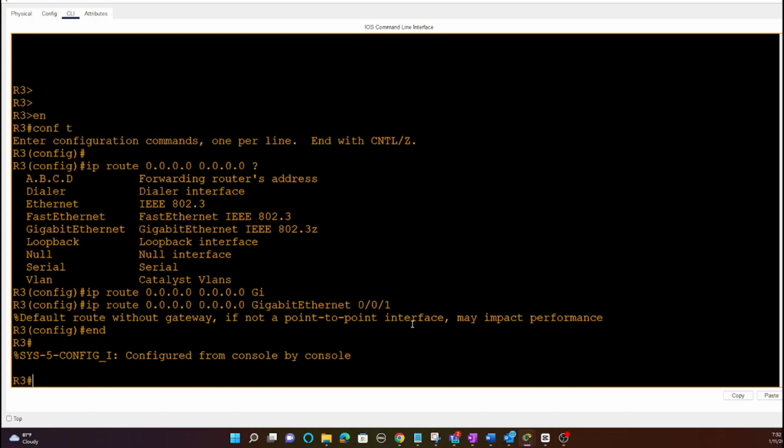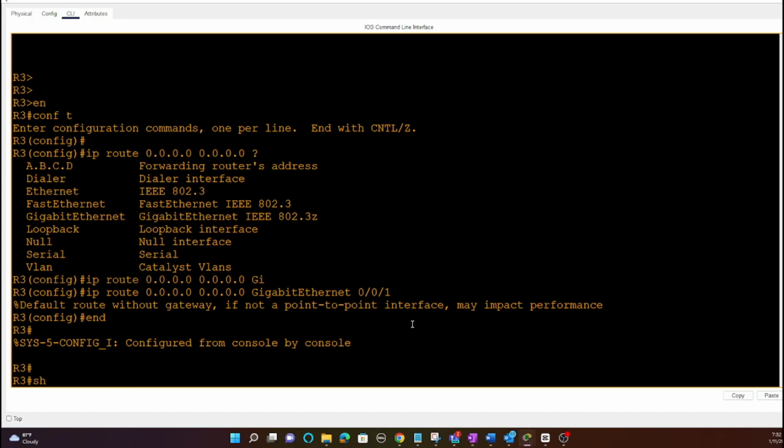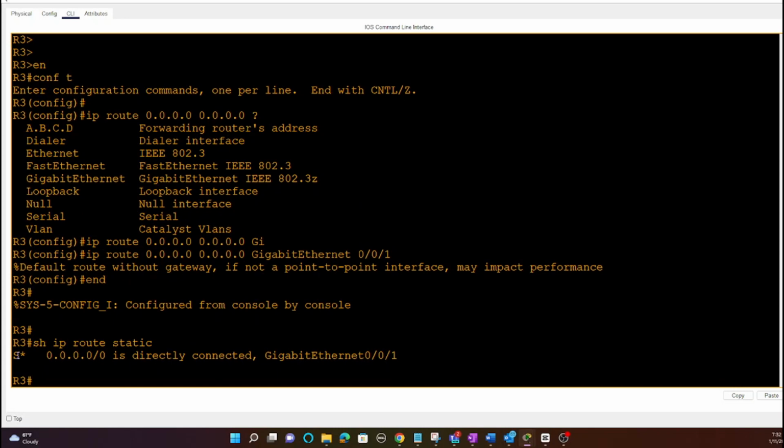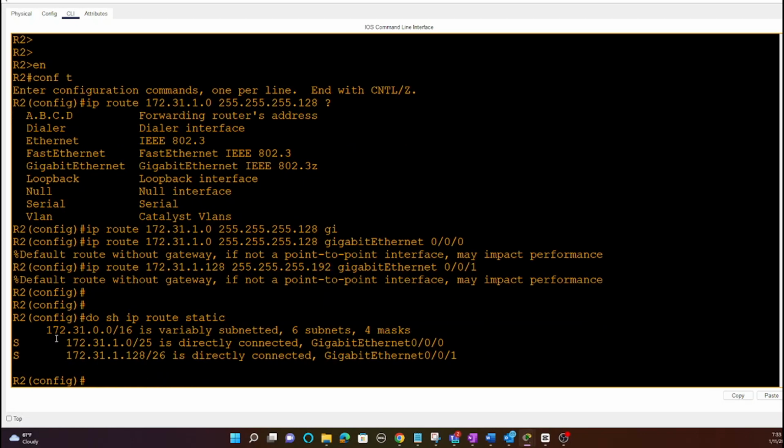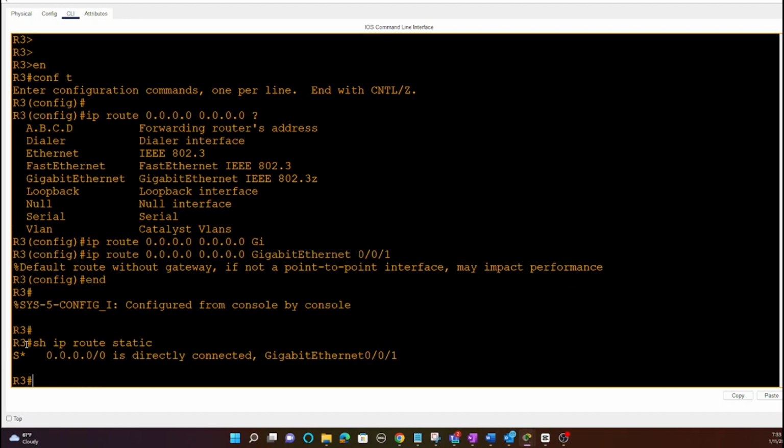Before we verify it, let's look at our default static route and how it looks in the routing table. As you can see, it's going to have an asterisk and an S for a default static route. Now, if you go into router 2 and we do show ip route static, notice it's just static routes here. None of them are default, because the difference here is that a default static route has an asterisk.